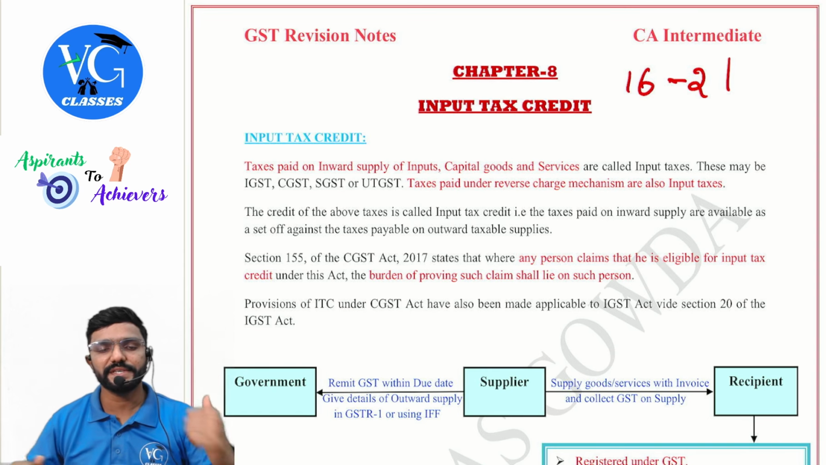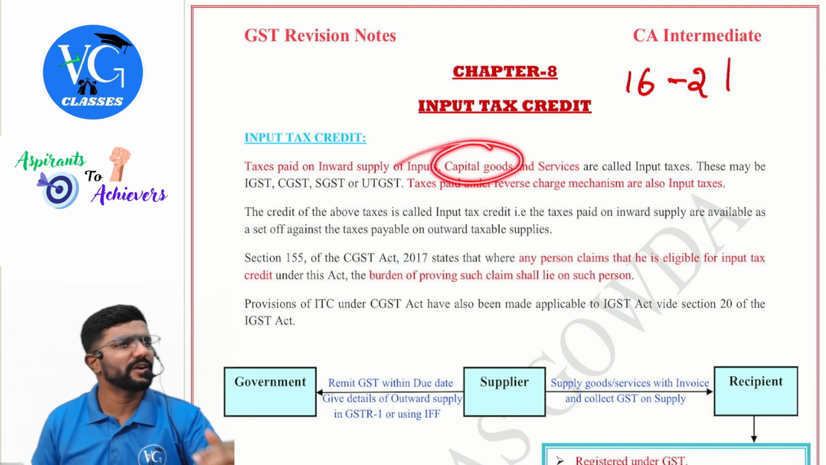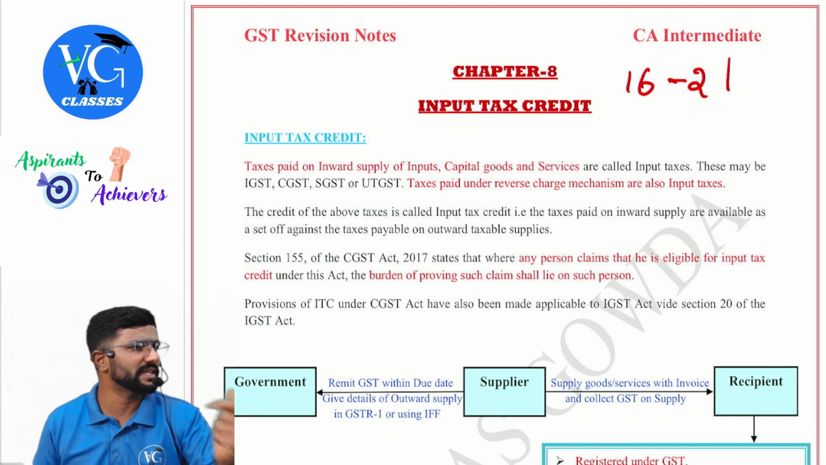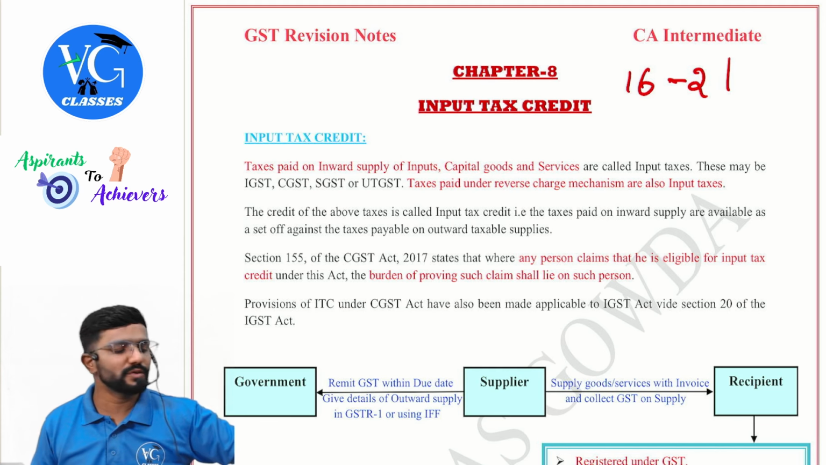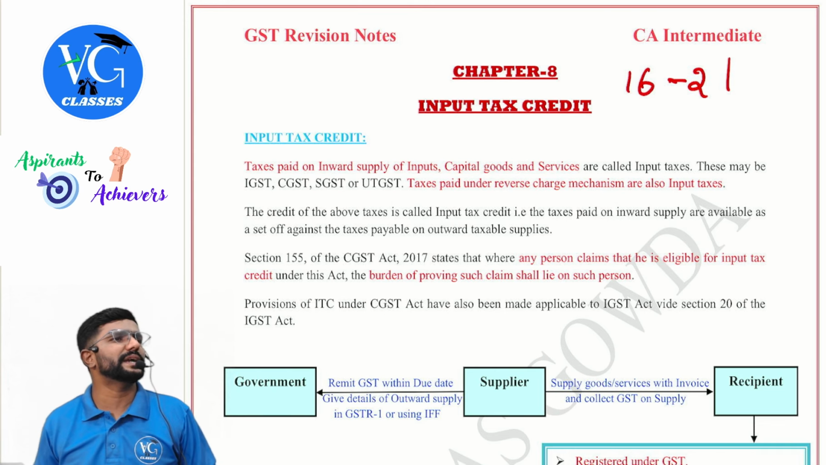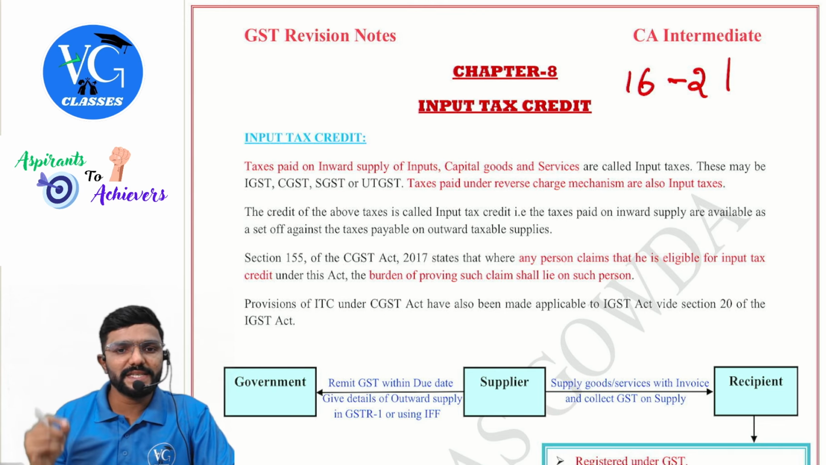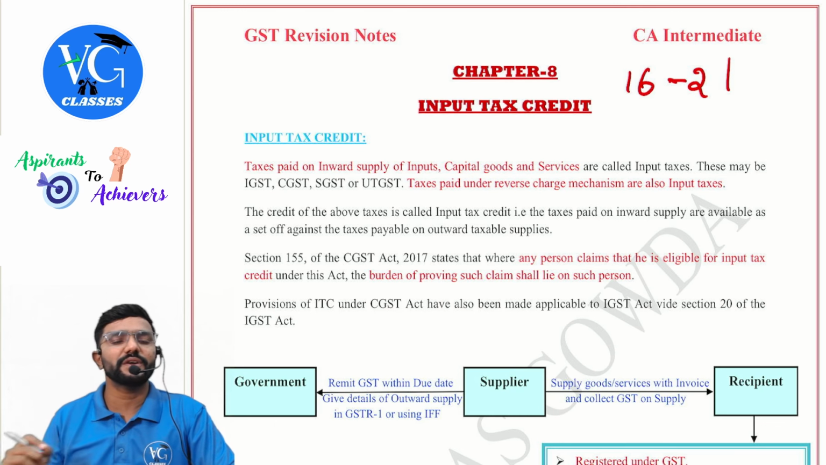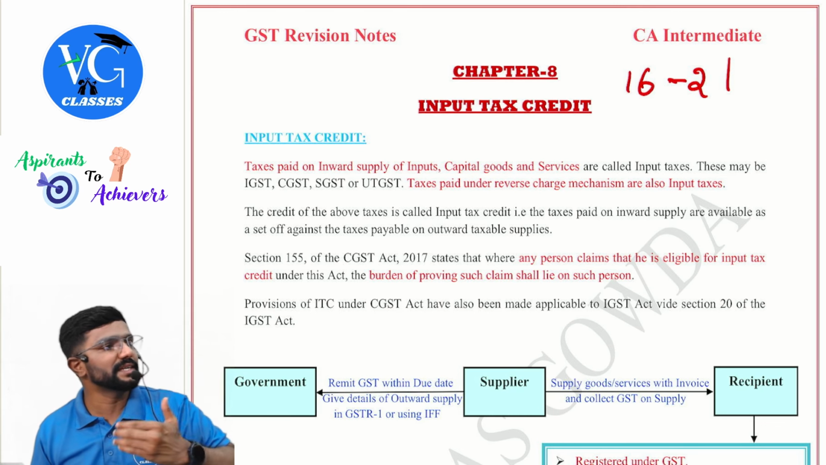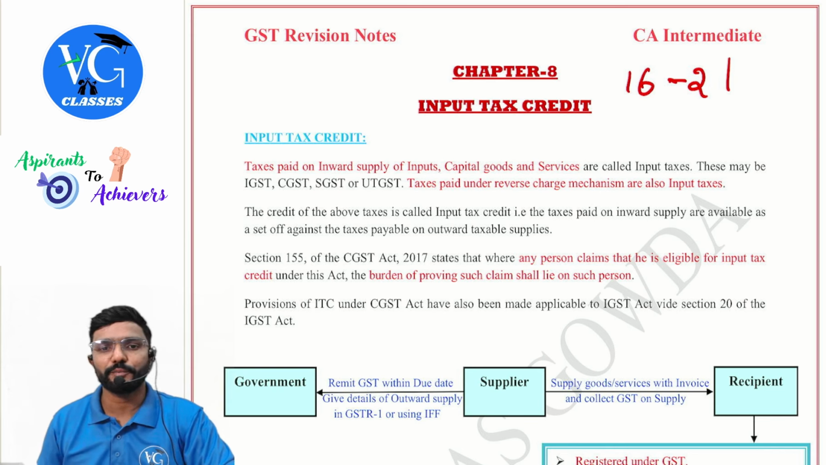First, some basics. Taxes paid on inward supply of inputs, capital goods and services are called input taxes. Guys, capital goods is nothing like what you call fixed assets in accounts, not like that. Sir, if I have purchased any capital goods, whatever tax I have paid on that, can I claim the credit of it? Yes, I can claim the credit of that also. This may be IGST, CGST, SGST or UTGST. Means any tax under GST that I have paid on my inward supply, I can claim the credit of it.